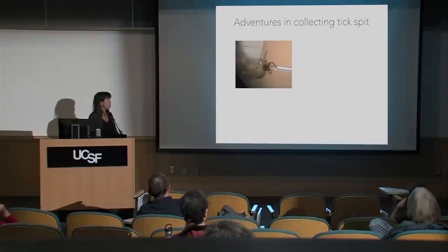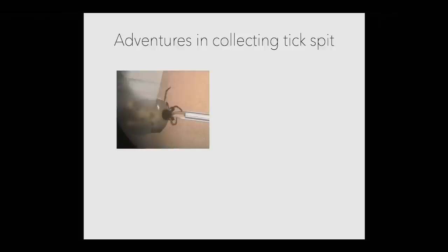What we see here is a partially engorged tick that we've pulled off the mouse, and we've literally just used scotch tape and taped it down in the lab. A lot of what we do is just trying to figure out how to do things for the first time. So yeah, scotch tape, glamorous scotch tape.